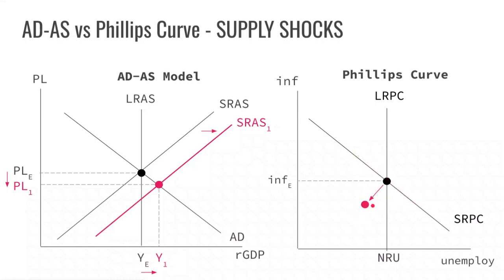So what we're going to have to do instead is we're going to have to shift the entire SRPC curve down, or to the left. So then now we have our decrease in inflation and our decrease in unemployment rate that you can see on the ADAS model is reflected on the Phillips curve. So basically the Phillips curve is going to reflect all the changes that you see on the ADAS model. So you're going to base your Phillips curve off of the ADAS model.